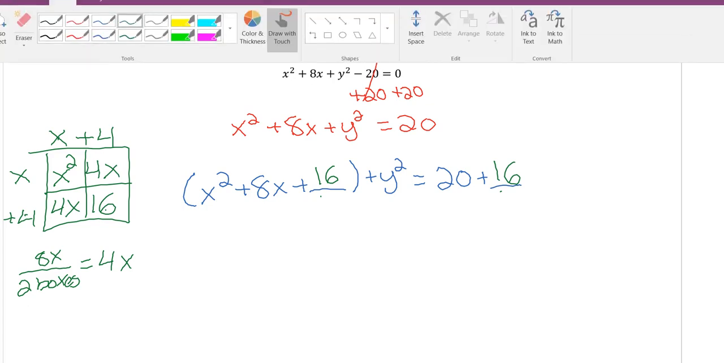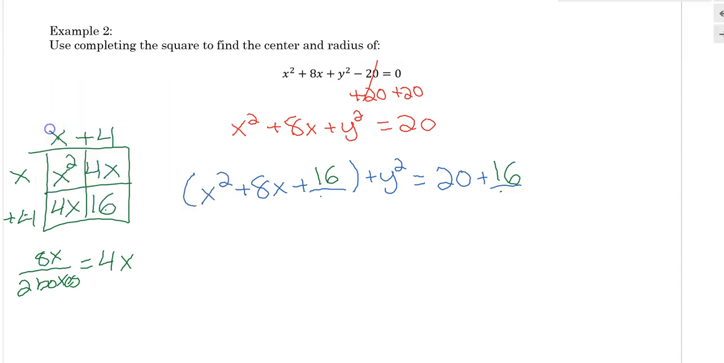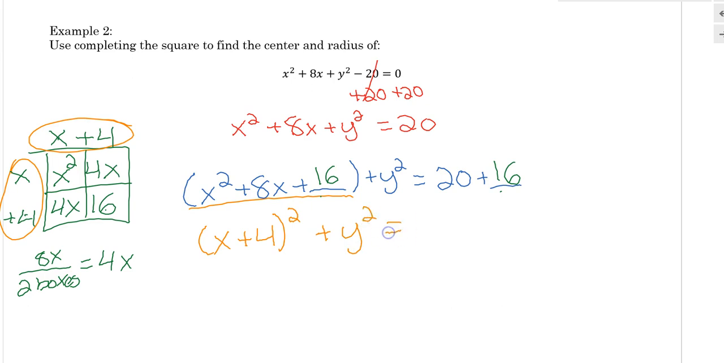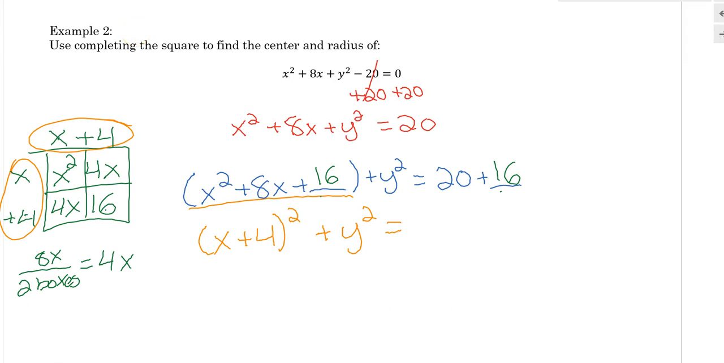Then rewrite my parentheses with what's outside my box. So that's x plus 4 squared. And then we have plus y squared equals. Then on the right side, we're adding. 20 plus 16 is 36.